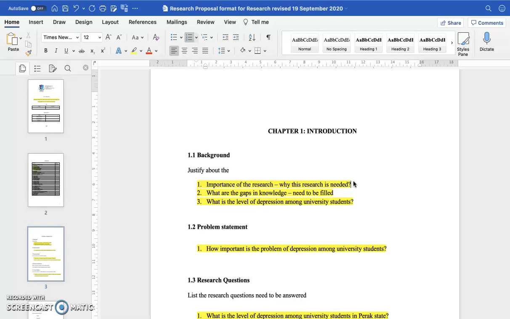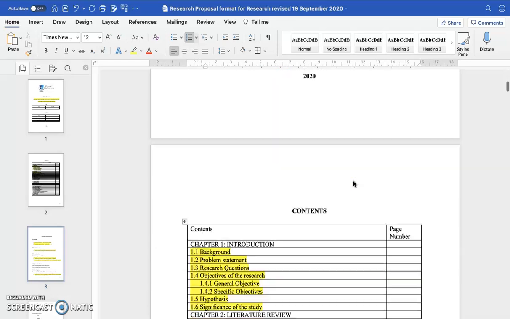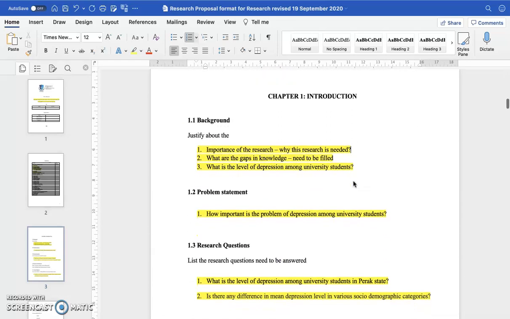Then what is the level of depression among university students? I told you your topic is depression among university students, right? So you have to write why is it a big problem among university students? Suicide is a problem, poor academic performance is a problem, anxiety is a problem. Okay, all these things you can add to the background.